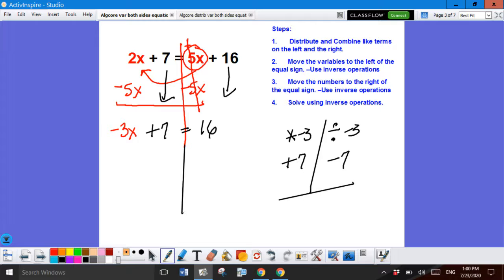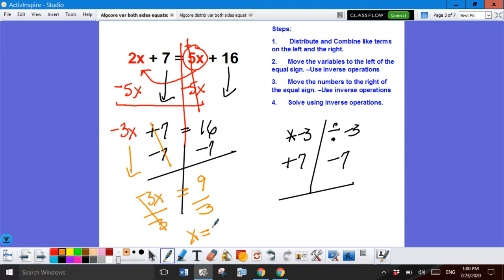So go ahead and hit pause if you haven't already finished this problem. Okay, first thing we're going to do, move the 7. Gone. Negative 3x equals 16 minus 7 is 9. Divide by negative 3, cross out. x equals 9 divided by negative 3 is negative 3. And we're done.